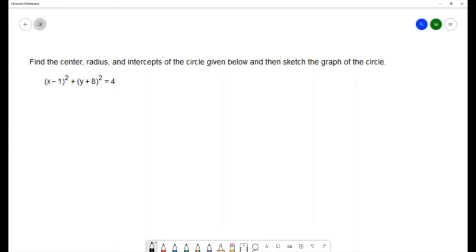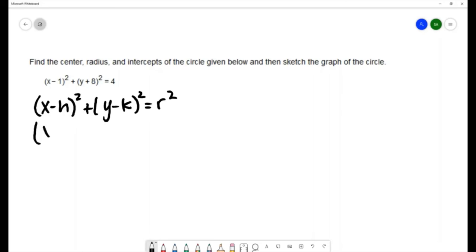The standard form of a circle is (x − h)² + (y − k)² = r². And this matches that format. We have (x − 1)² + (y + 8)² = 4.